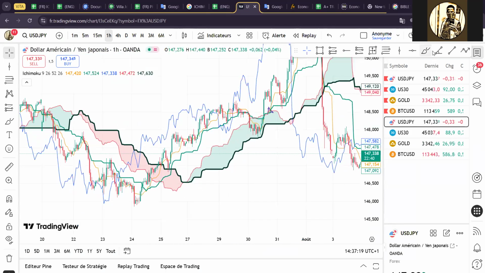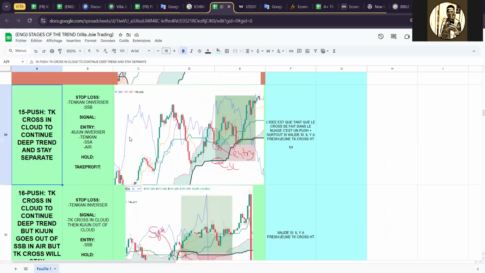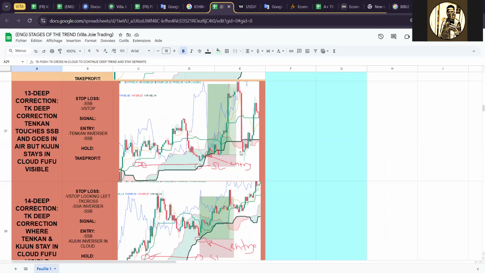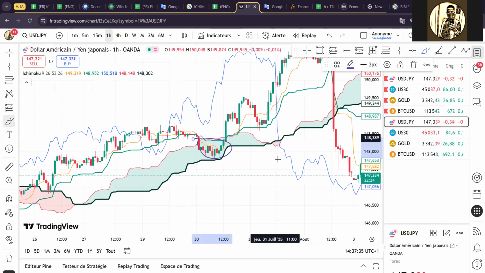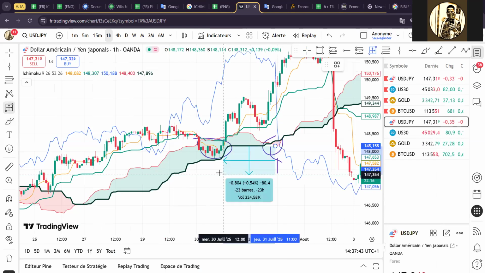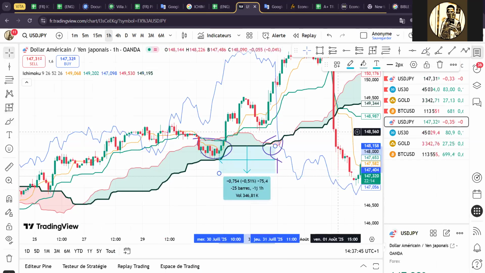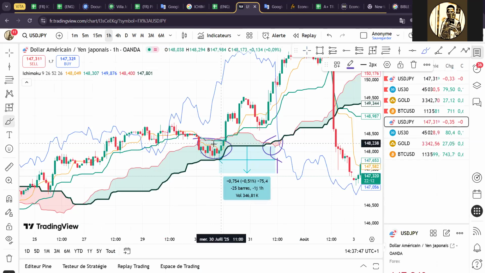Okay, I forgot to mention one thing about the deep correction. I did not show you the fufu. You will see that during this deep correction, with Tenkan and Kijun inside the cloud, you always have a fufu. This fufu happened at this moment. Let me take candles. The candle that created the fufu is this green candle here at the bottom.